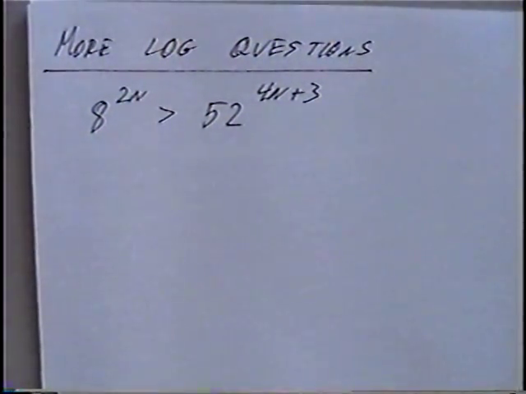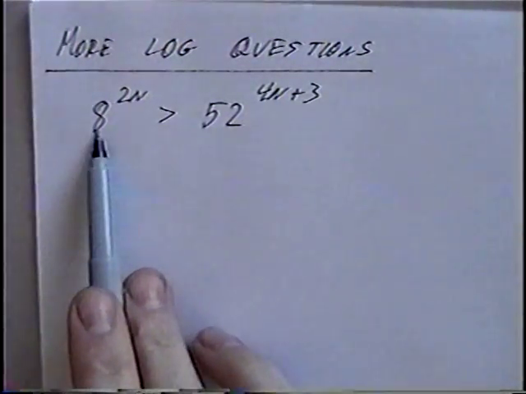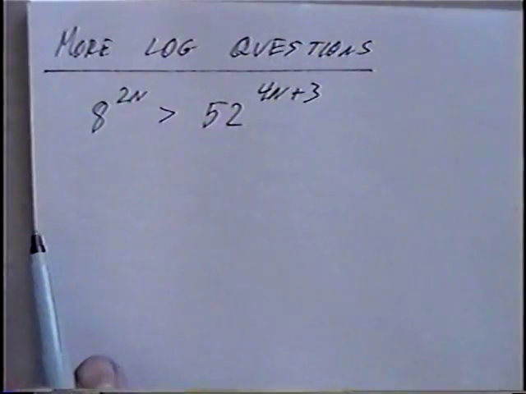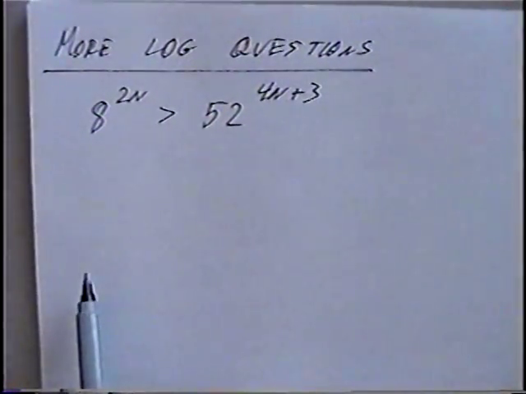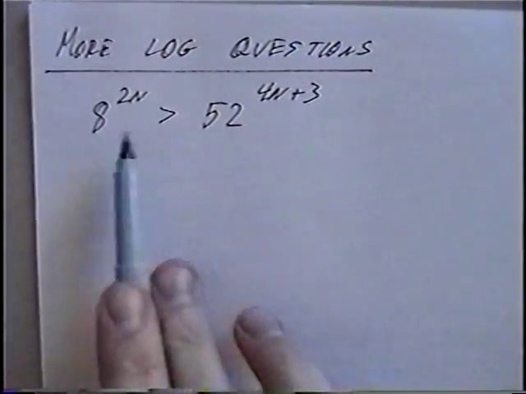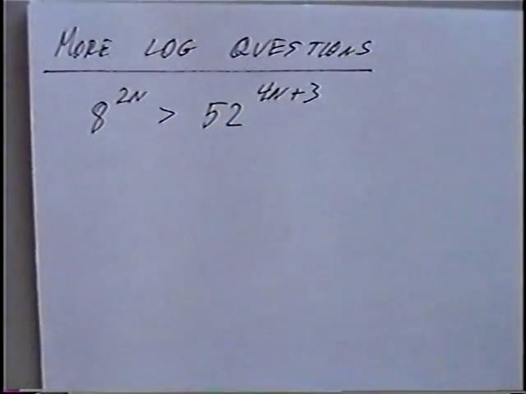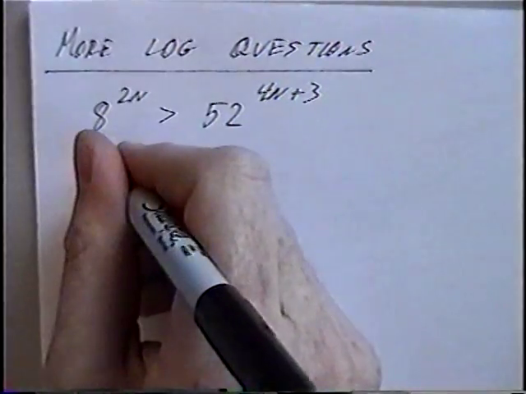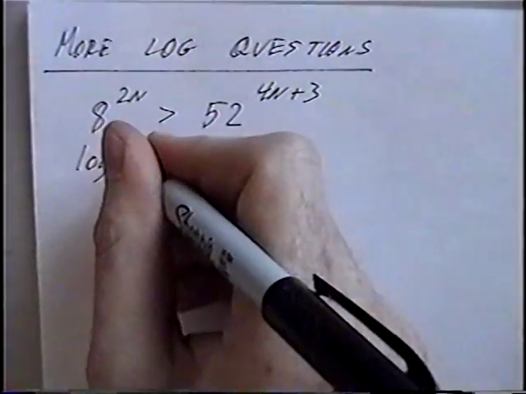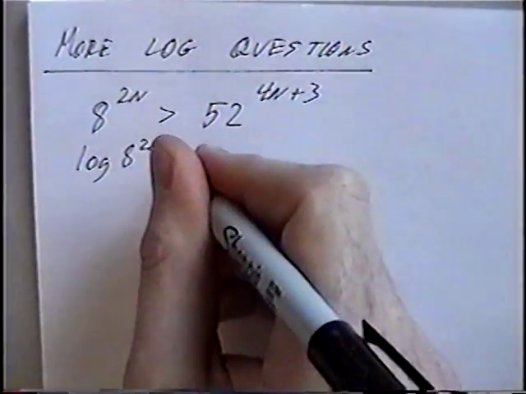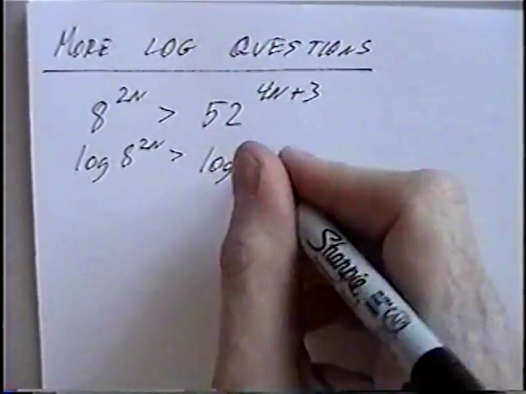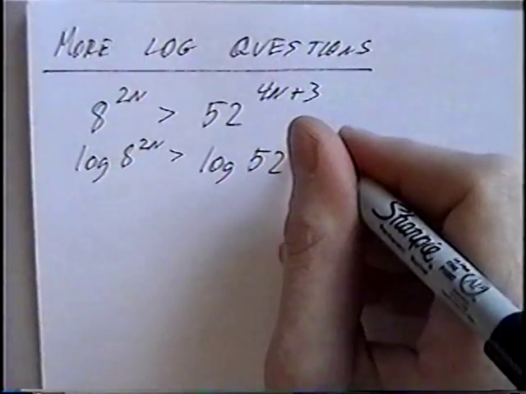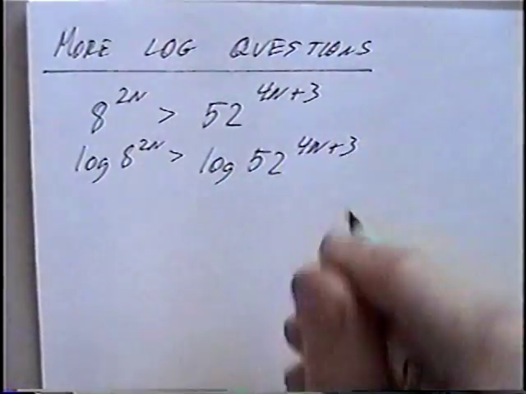Before, when we had a question like this, we tried to make the same base on both sides. We can change 8 to 2 to the third power, but 52 cannot be simplified into a base. So if you cannot make the bases the same, what we're going to do is write log on each side. We'll have log 8 to the exponent of 2n is greater than log of the second side, which will be log 52 to the 4n plus 3.